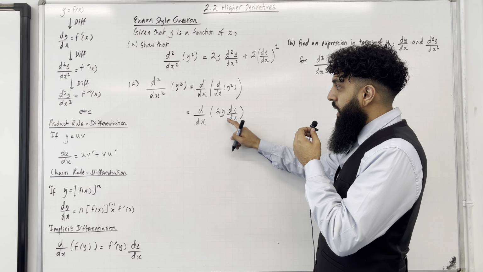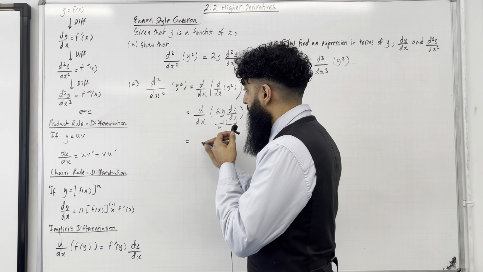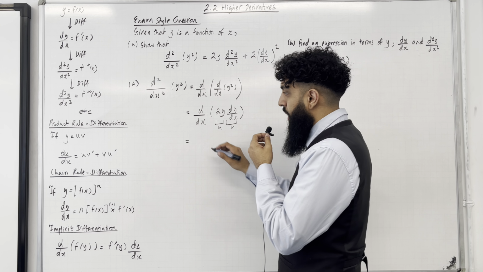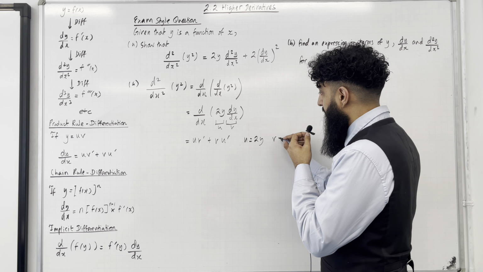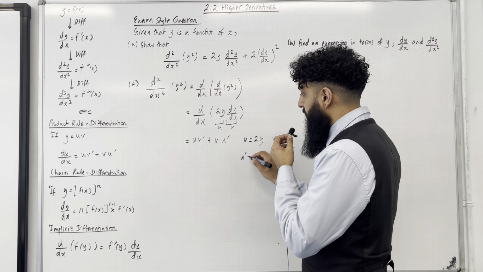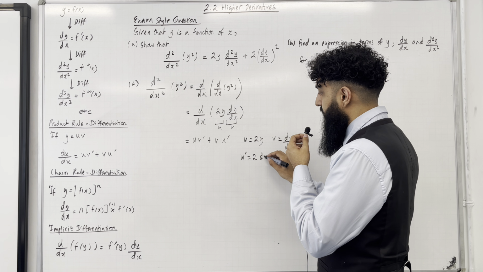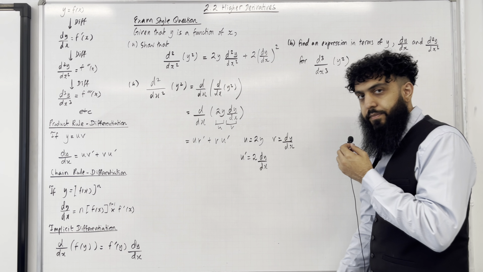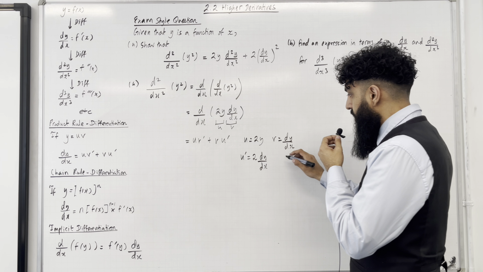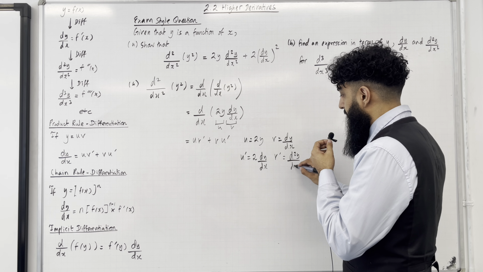Over here we have a product of two terms. We have u and we have v. So to differentiate this, we have to use the product rule. We get u v dash plus v u dash. So the u, I can take it to be 2y, and the v, I can take it to be dy over dx. So now I need to calculate u dash. I differentiate the 2y as normal, I get 2, but then I need to stick in dy over dx. Moving on to v dash, the dy over dx differentiates to d2y over dx squared.